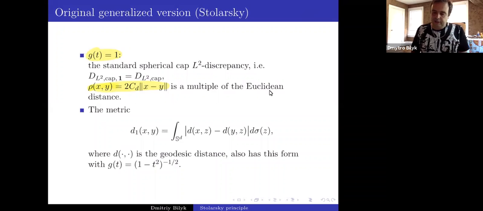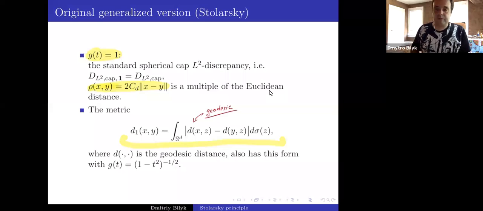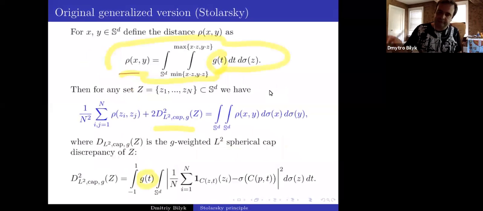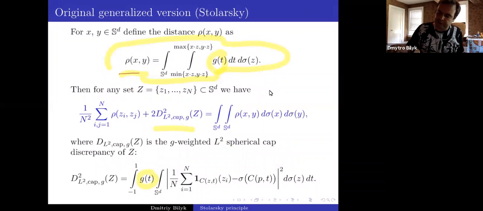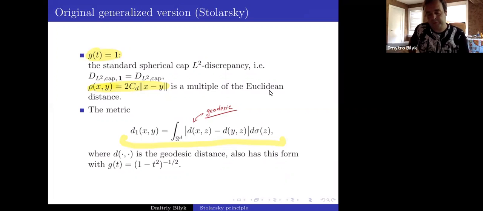All right. Also, there is another metric that comes up pretty often in geometry. Here in this particular example, d is the geodesic distance on the sphere. This distance can also be written in the form from the previous slide. If you take g to be (1 minus t squared) to the power negative 1/2, you get this distance, and it comes very often, and it's also natural for the Stolarsky principle.